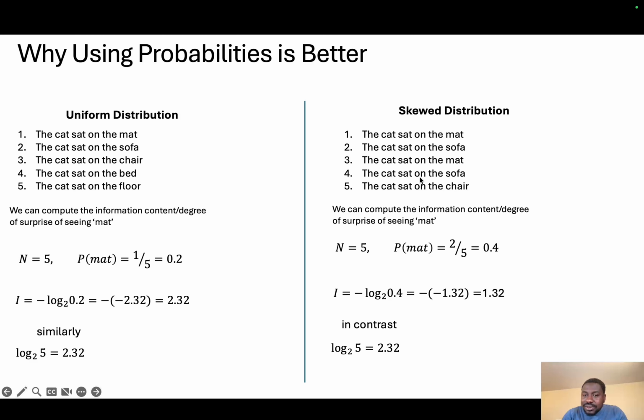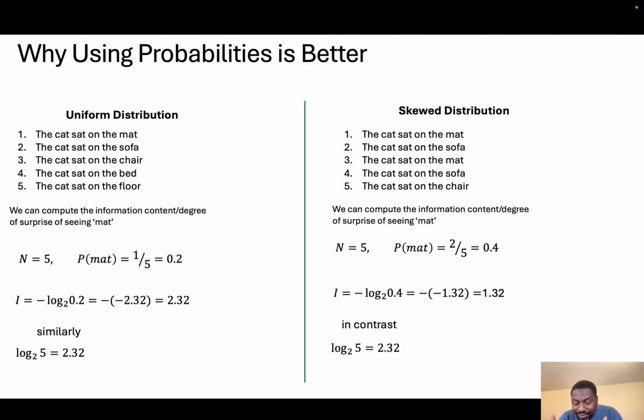But let's look at a skewed distribution, a distribution that is not uniform. If there's any skew in your distribution, in this case you have mat occurring twice and sofa occurring twice and chair only once. If you compute the information content of mat, it's 2 over 5, that's 0.4, and the negative of the log of that gives you 1.32, versus the log of 5, which gives you 2.32. So the moment the distribution is no longer uniform, these two are not equal, right? Therefore, going further, we are going to be using the negative log of the probability of a single item to measure the information content of that item.